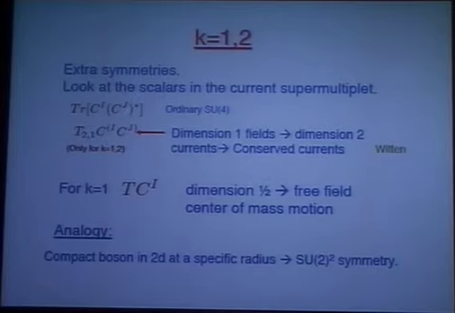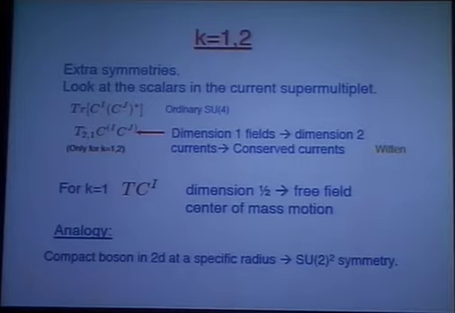Such an operator is a scalar operator, and it's in the same supermultiplet as the ordinary SU(4) currents. The ordinary SU(4) currents are the R symmetry that we can see explicitly in the gauge theory, in the weakly coupled description. We see them explicitly in the Lagrangian.